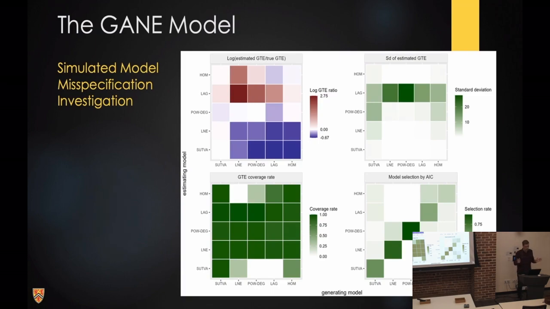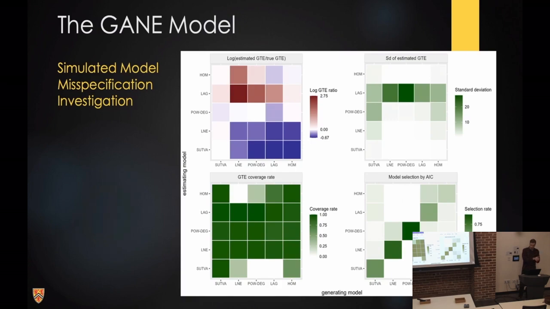So all that is to say, this whole GANE framework is very flexible, very useful. You have a lot of flexibility to model the network effects however you want. But it turns out this POWDEG specification in particular works pretty well. Any questions about this stuff? Because we're thematically going to move on here.